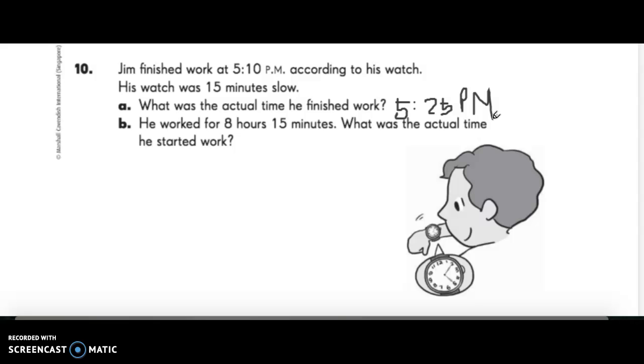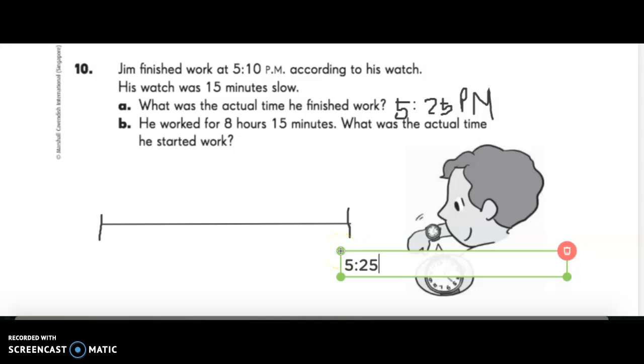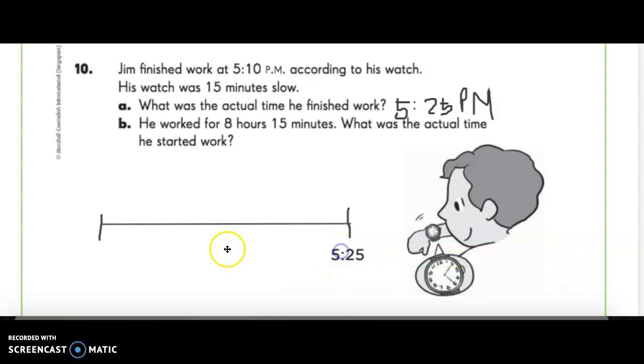Now, they want to know what actual time did he start working. So he works for 8 hours and 15 minutes. So we now have his end time, and we need to figure out his start time. So we're going to get our timeline going. And we have the time that he finished work, so we'll add that here. Okay, and then we need to start jumping. Okay, so total of 8 hours and 15 minutes.